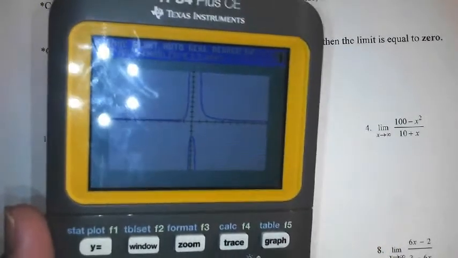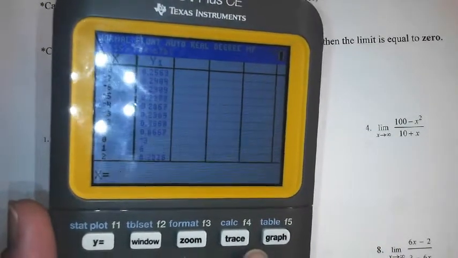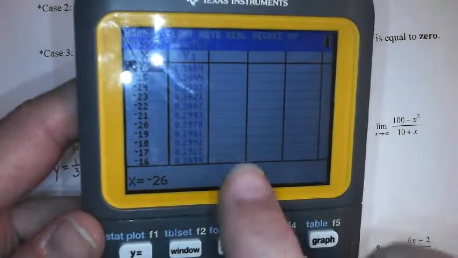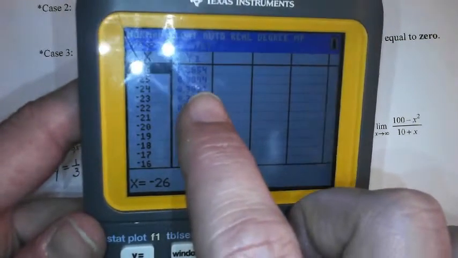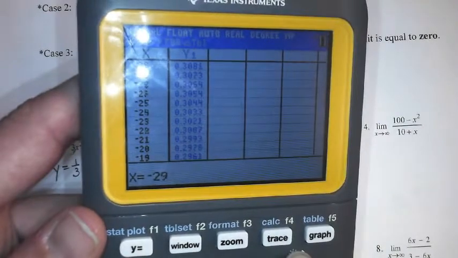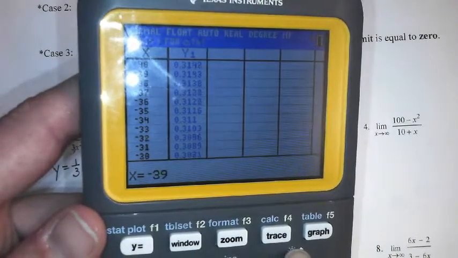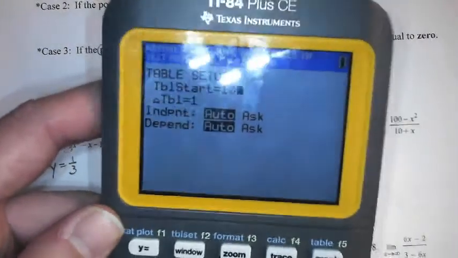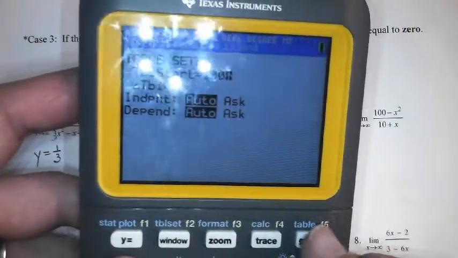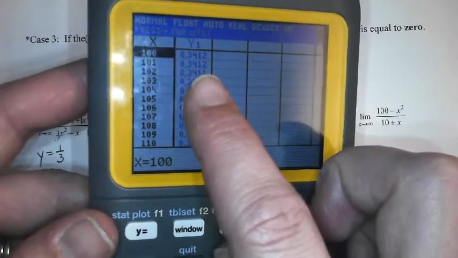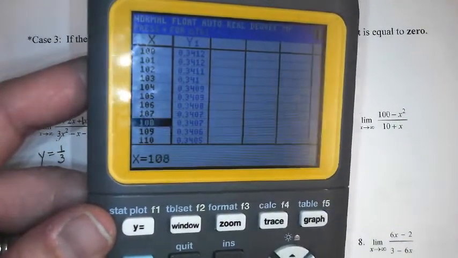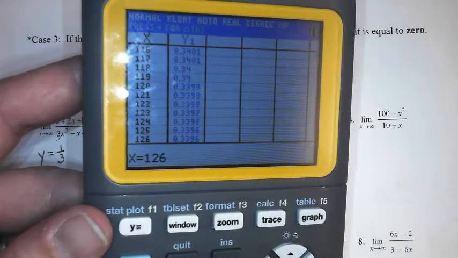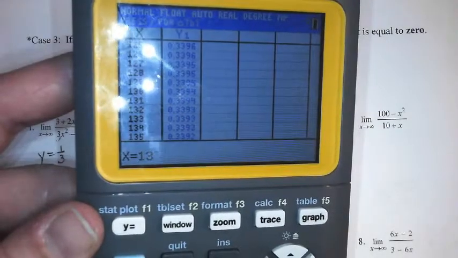But if I look at my table and I go back towards negative infinity, what's happening to these numbers? I'll tell you, it's like 0.3007, 0.3021, 0.3054. If I keep going, it's going to approach 0.3333333333, which is 1/3. Yes? And likewise, if I set up my table and start it at 100, which is not even close to positive infinity, but it's a high number, our numbers are 0.3412. As I get higher and higher, it's decreasing. Do you see it? Now we're into the 3 3s. It's only going to decrease to 0.3333333333.